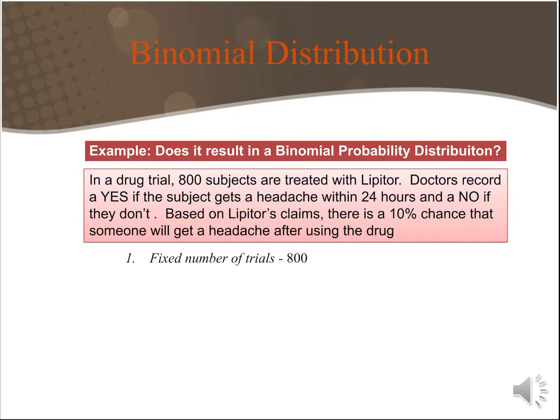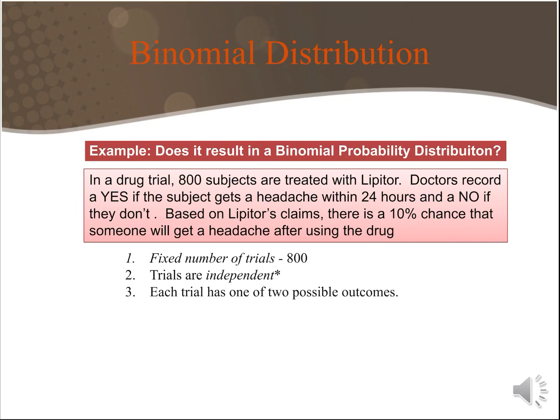So let's look at each of the 4 things. Is there a fixed number of trials? Yes. The number of trials is 800. There's a fixed number. Are the trials independent of each other? Yes, if somebody gets a headache, the next person may or may not get a headache. They have no effect on one another, so the trials are independent.